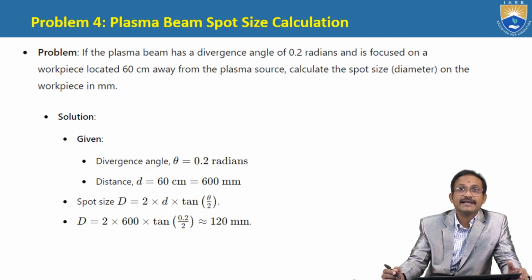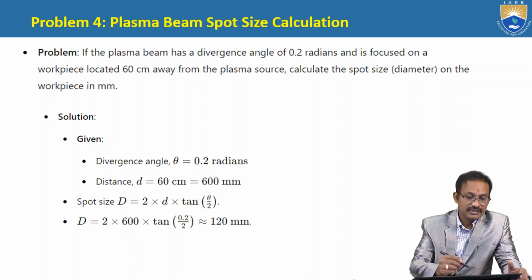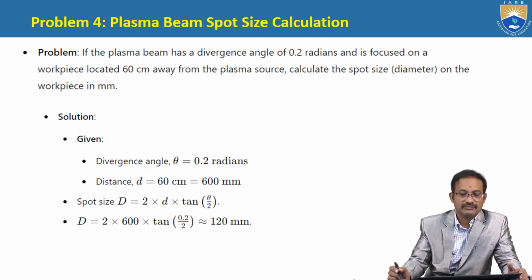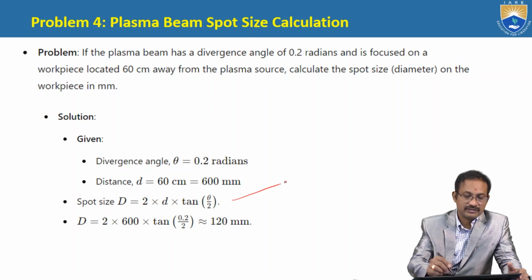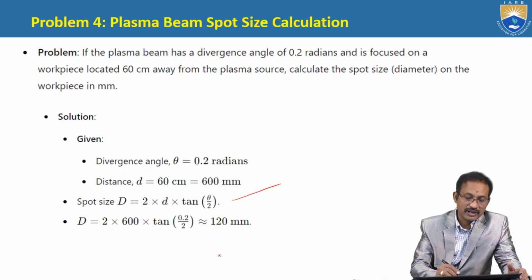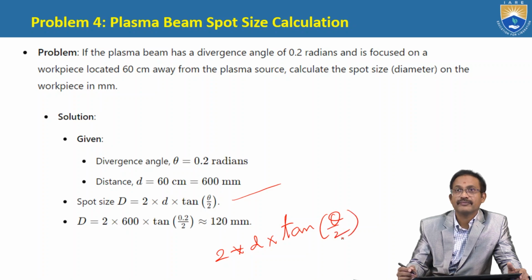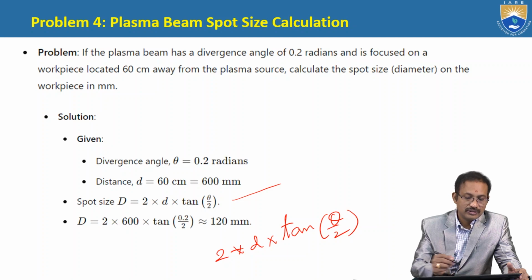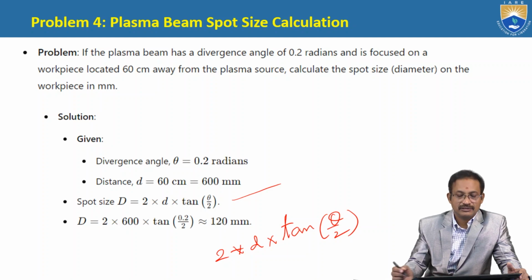So here the divergence angle is given, the distance is given, and the spot size is to be calculated. It's very simple. The formula is 2 times d into tan(theta/2). Substitute the values so that we get 120 mm.